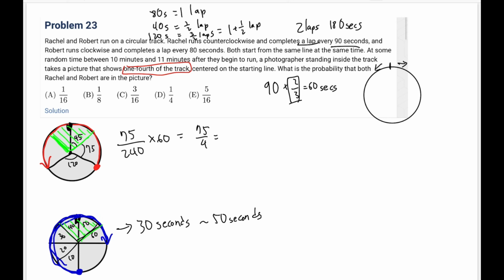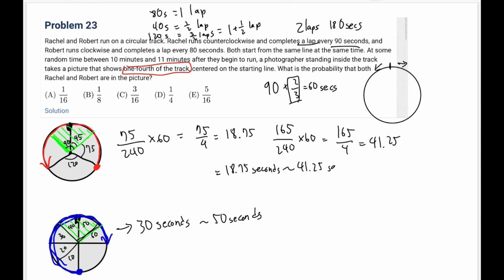This is 18.75, and then when she ends, this is 75 plus 90, right? So the whole thing would have been 165, right? So 165 over 240 times 60, this will be 165 over 4, which is 41.25. So she is in the frame from 18.75 seconds all the way to 41.25 seconds, right?